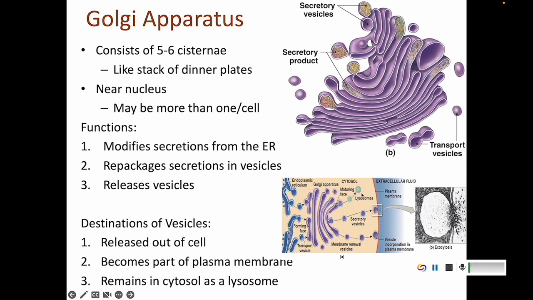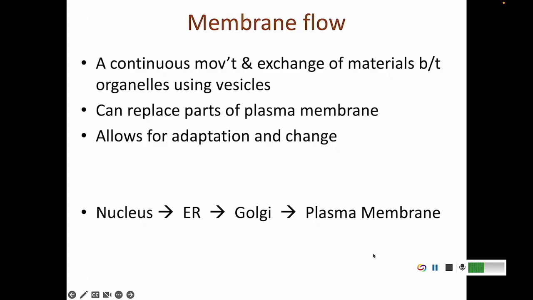a lysosome. So we saw a membrane flowing from the nucleus to the endoplasmic reticulum, to the Golgi apparatus, to vesicles, to the plasma membrane. That's how our membrane is going to flow from the nucleus to the endoplasmic reticulum, to the Golgi, to the plasma membrane. So this continuous flow, this continuous movement of membranes using vesicles can allow your cell to replace the plasma membrane, can allow you to put new molecules in your plasma membrane, so your cell can adapt and change.